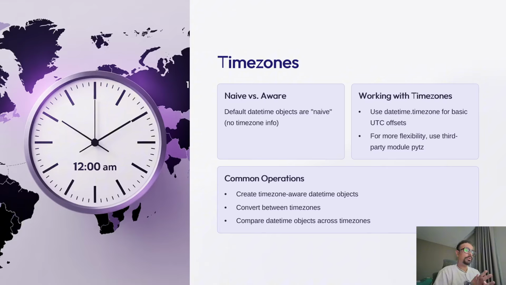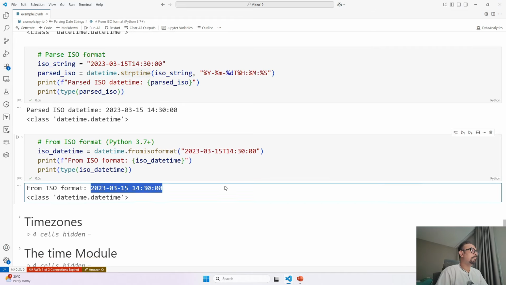So in real projects, you often need to work with user data from multiple time zones. For example, storing logs in UTC, but showing local time to a user. Python's datetime module lets you handle this using timezone-aware datetimes. Let's see that with a few examples.